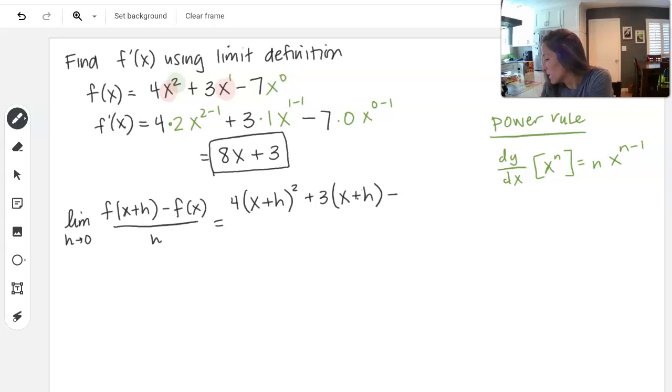Pen is being very laggy. Minus 7. Nothing to plug into on that last term, so it just stays there as a 7.